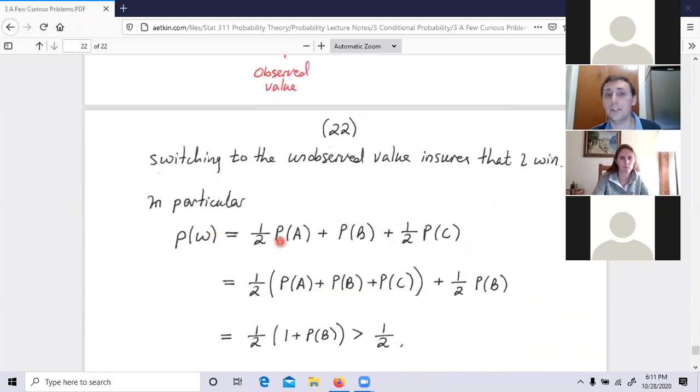So the probability of winning is then 1/2 times the probability that the number generated is below both, plus the probability of winning if the number is in between, which is 1, times the probability that the number is in between, plus 1/2 times the probability the number is outside. If I now factor it, the probability of A, B, C is equal to 1, and here I can factor out 1/2. So it's really 1/2 times 1 plus the probability of B, which is bigger than 1/2. So my probability of winning is bigger than 1/2.